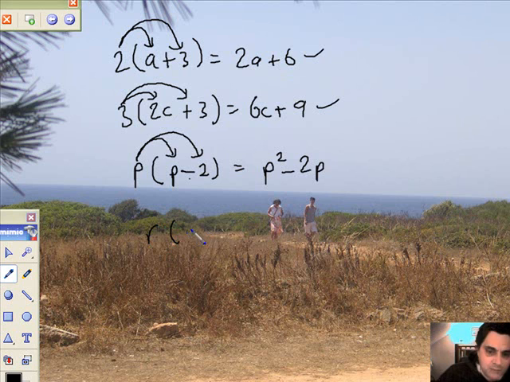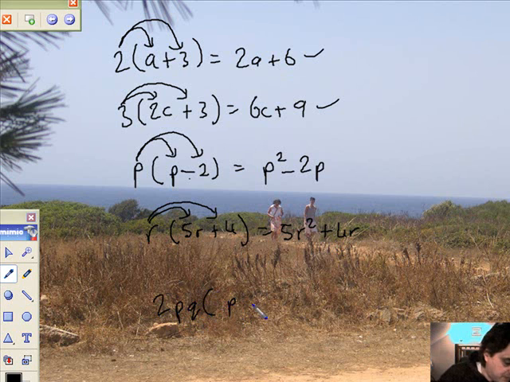I've got R multiplied by 5R plus 4. R times 5R is 5 times R squared, or 5R squared, and R times 4 is plus 4R. I think I'll do the last one. I've got 2 PQs, there it is again, multiplied by P minus 3Q. This one's a bit tricky.